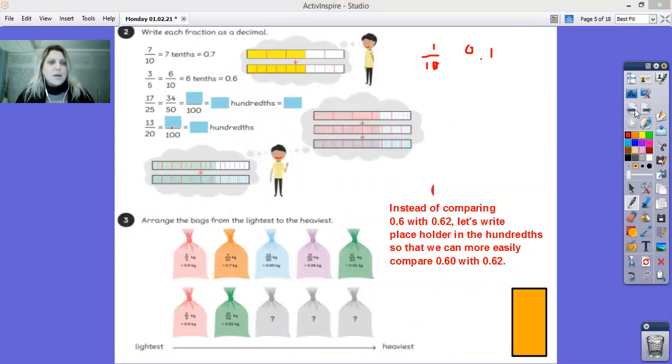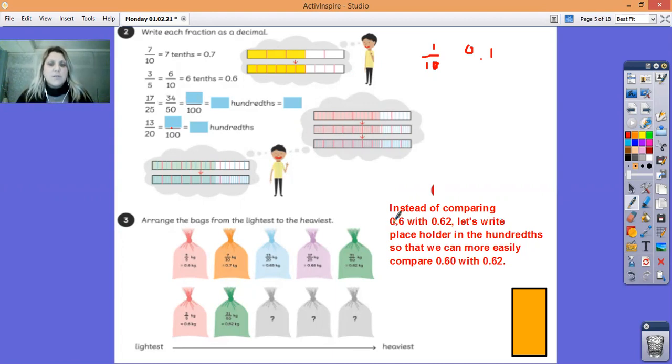Now, once we have found out all the answers, we have to consider this. When we are comparing numbers with numbers after the decimal point, so decimal numbers, there we go, that's the word I want to say. Instead of comparing, for example, 0.6 with 0.62, we could help ourselves by putting all the numbers with the same number of digits.